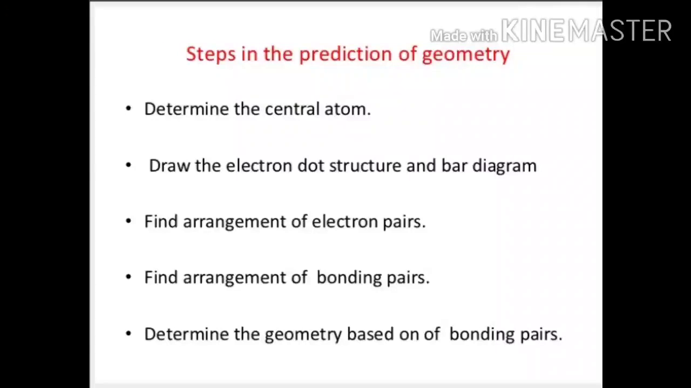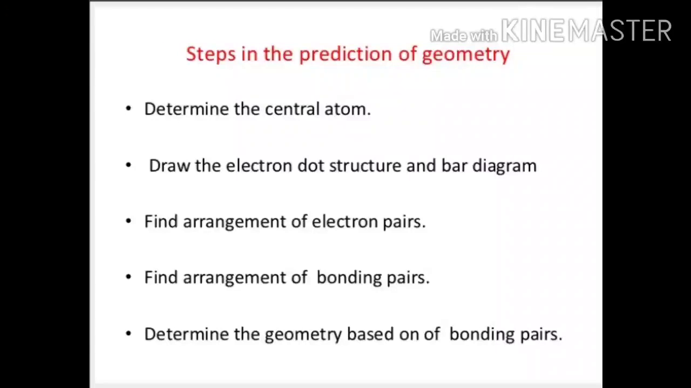Now, what are the main steps to determine the shape of a molecule? First of all, we determine the central atom. It is the one which is present in the minimum number. For example, in sulfuric acid, the number of sulfur atoms is 1, so it is the central atom. After this, we have to draw the electron dot structure to find the total number of valence electrons.